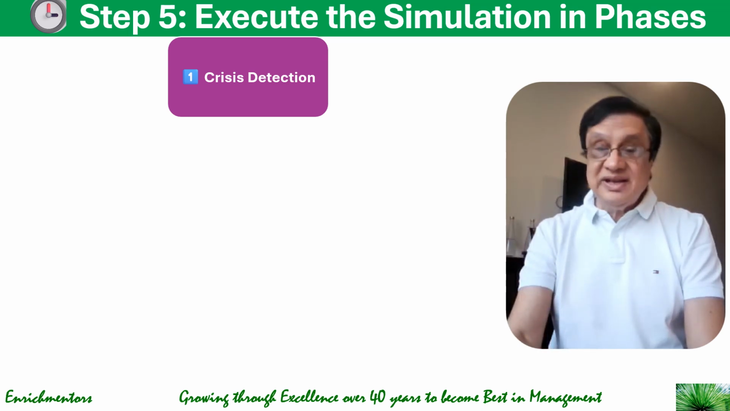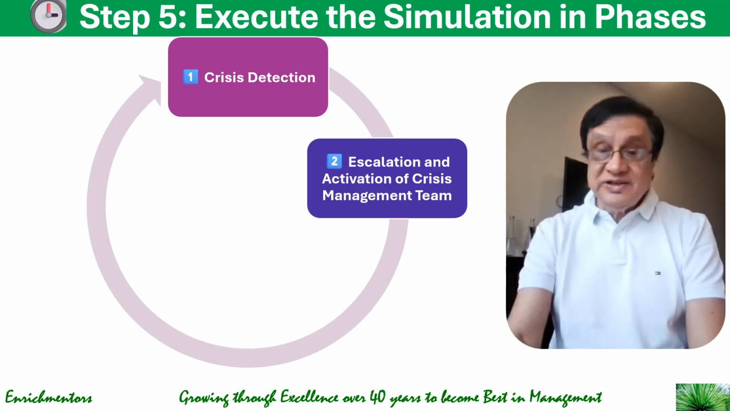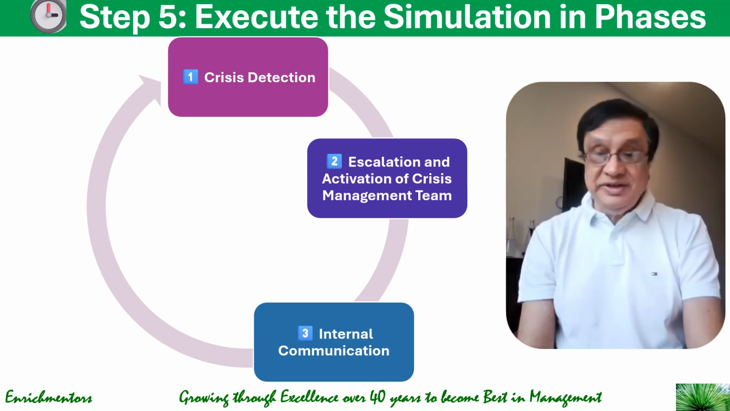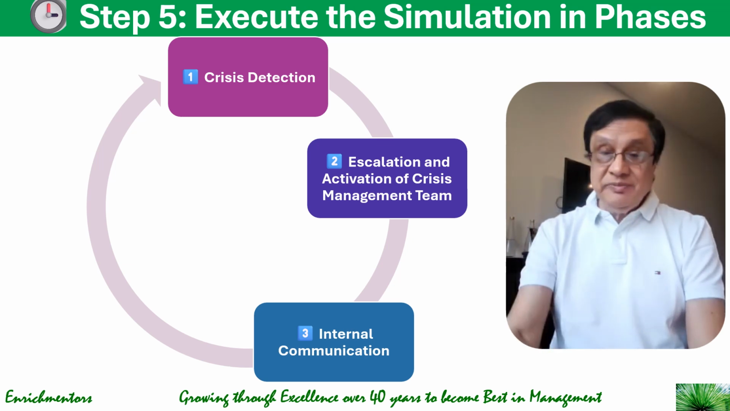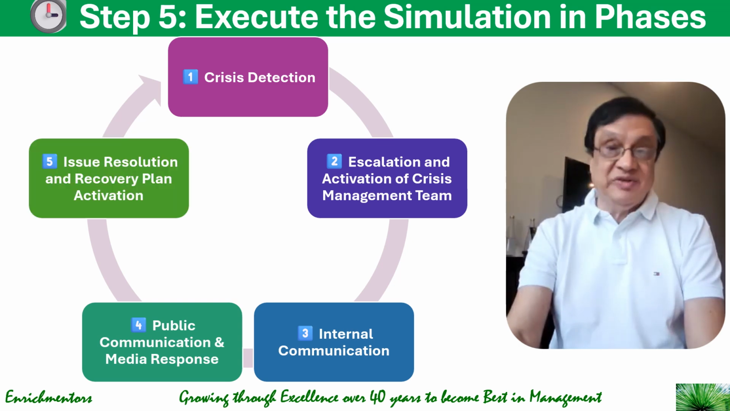Second is to escalate and activate the crisis management team. Third phase would be internal communication, where you notify executives and employees. The fourth would be public communication and media response. And the fifth will be issue resolution and recovery action activation. So you need to execute the simulation in these phases.